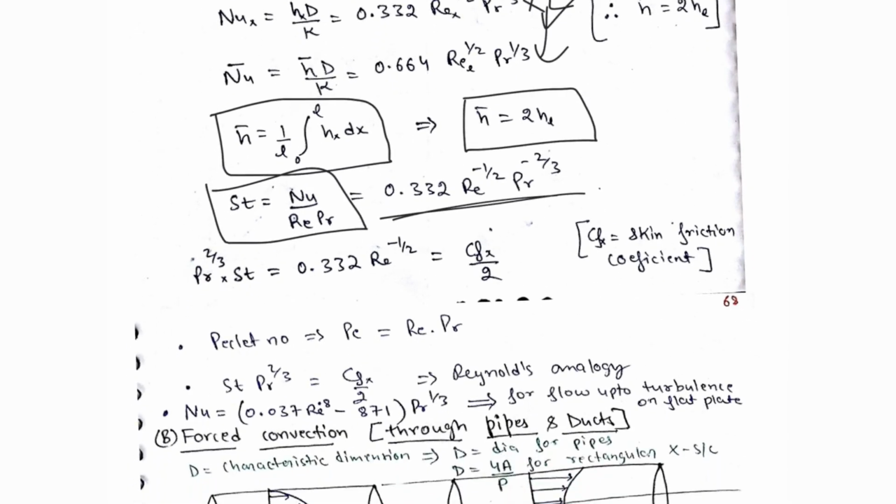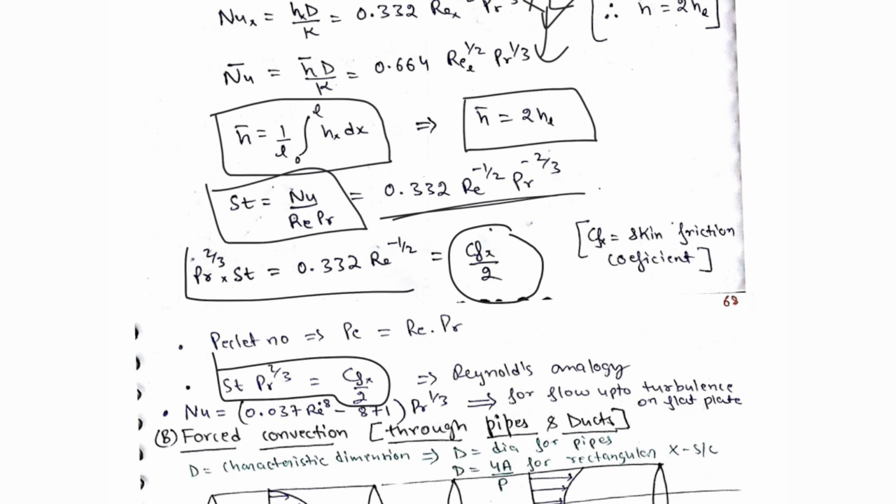And the skin friction coefficient Cfx by 2 is equal to 0.332 into Re power minus 1 by 2. Peclet number is nothing but Re into Pr. Peclet number is useful in case of liquid metals. Stanton number into Prandtl number power 2 by 3 is equal to Cfx by 2. This we have got from Reynolds analogy.